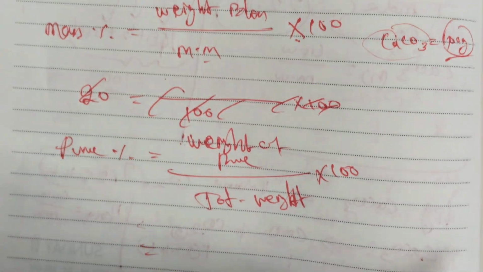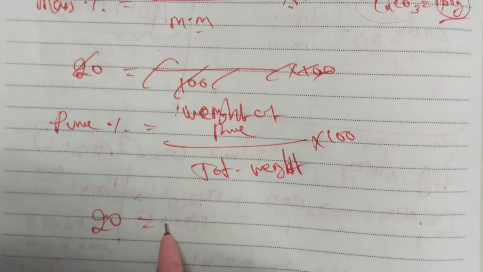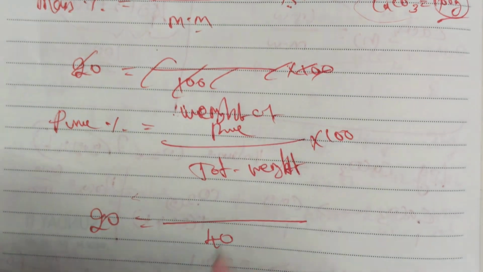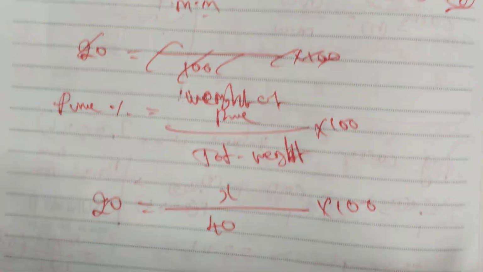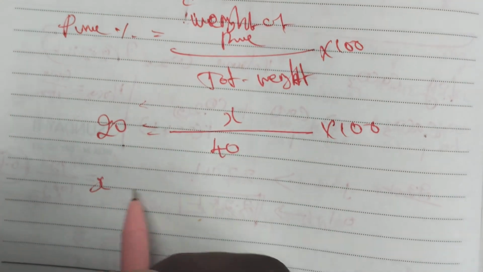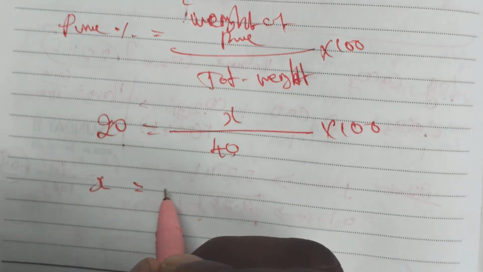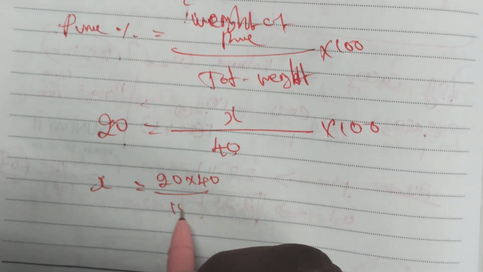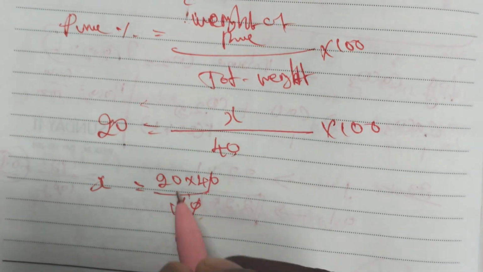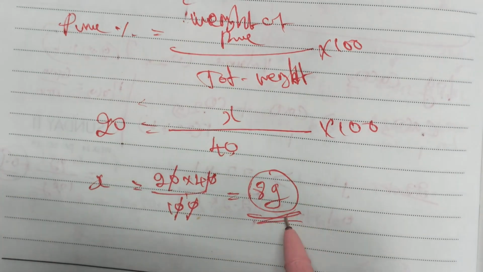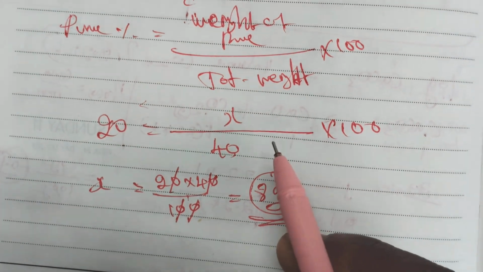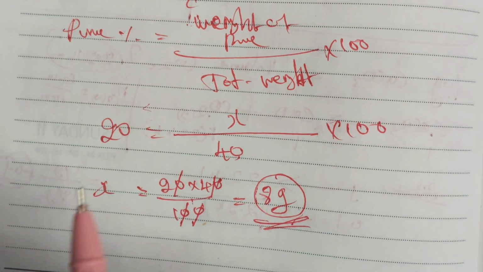So the percentage purity here is 20 and the total weight is 40. The weight of the pure compound is unknown, so we need x. Here x is equal to 20 into 40 divided by 100. The zeros cancel out, and we get 8 gram. So there are 8 gram of pure compound in 40 gram of total weight, which is 20 percent.